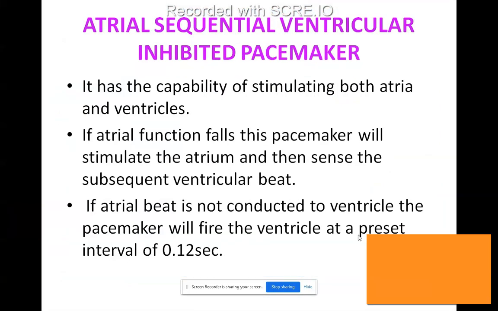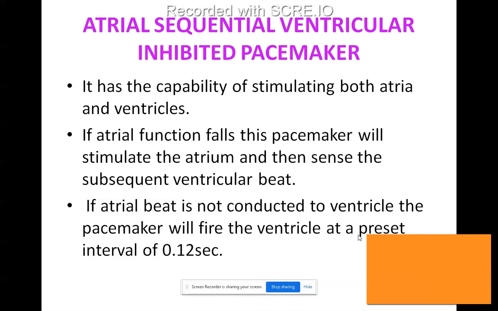So the last type is the atrial sequential ventricular inhibited pacemaker. This pacemaker is used in the atrial sequential ventricular, that means from the atrial node to the ventricular node. In between the atrial node and ventricular node, you are going to use this type of pacemaker to stimulate. It has the capability of stimulating both atria and ventricles.